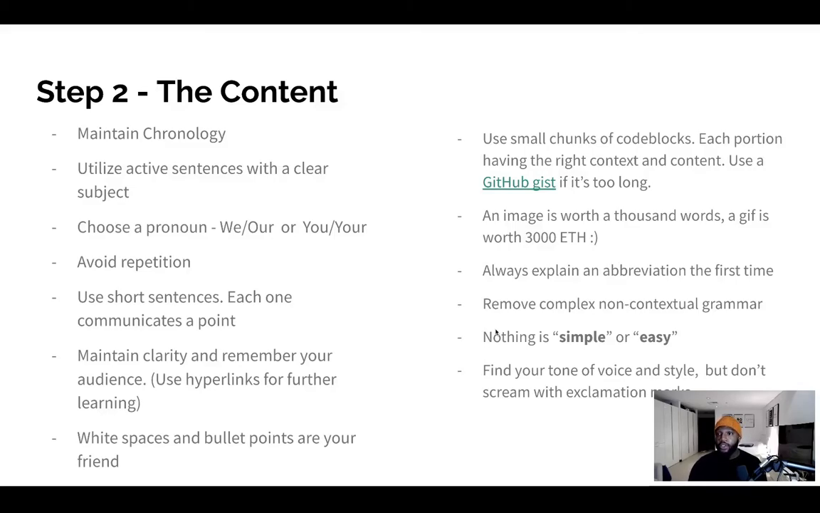A trick I use is I just make sure each portion has the right context and the right content. I'll show you in a bit what context and content looks like. And if it's too long and you cannot do anything about it, just put it in a GitHub gist, copy the link to the gist and embed it into that article, right? So if somebody wants to see the full code block, they could see it as a GitHub gist. But most times you want to have your code in little chunks that are easier to consume and also visually pleasing.